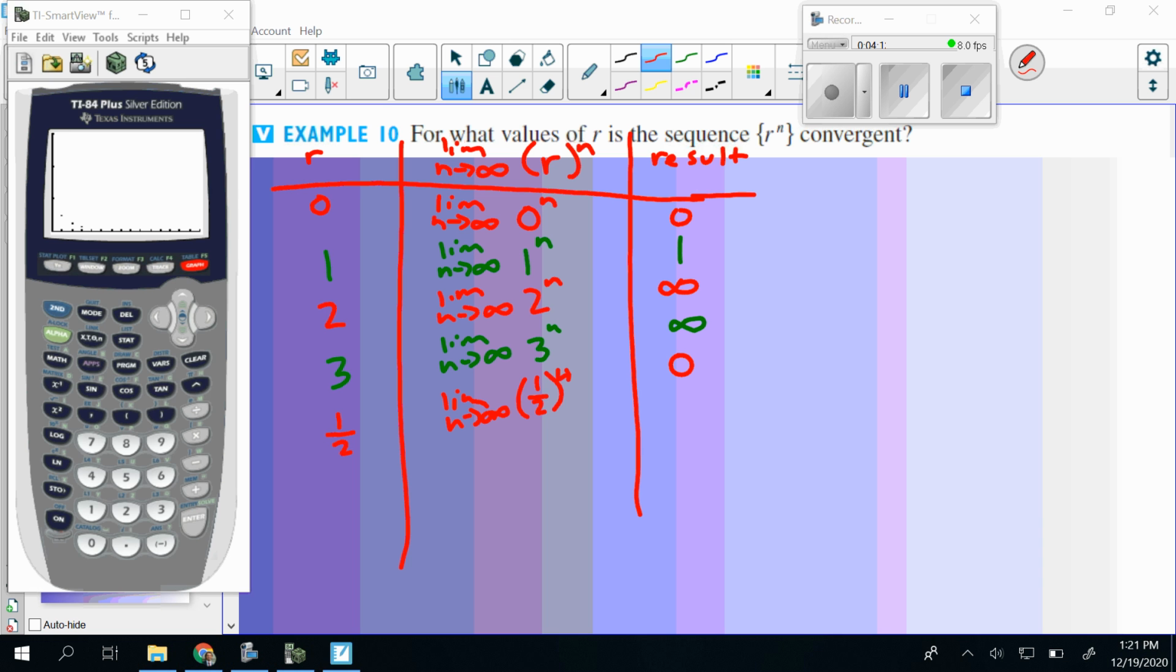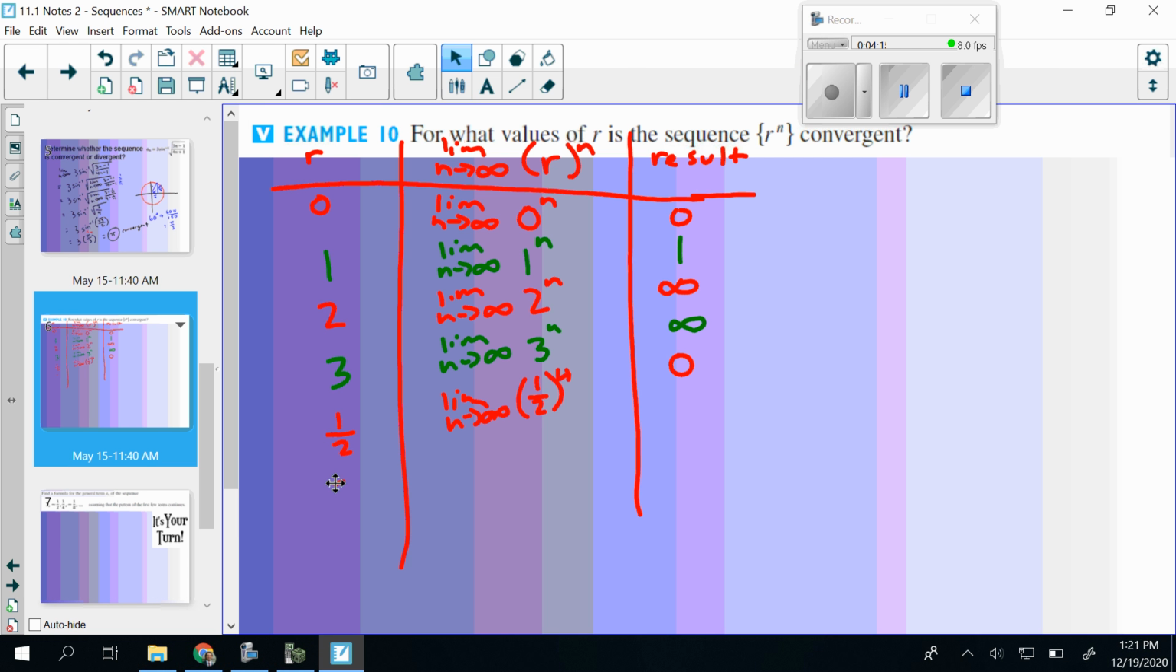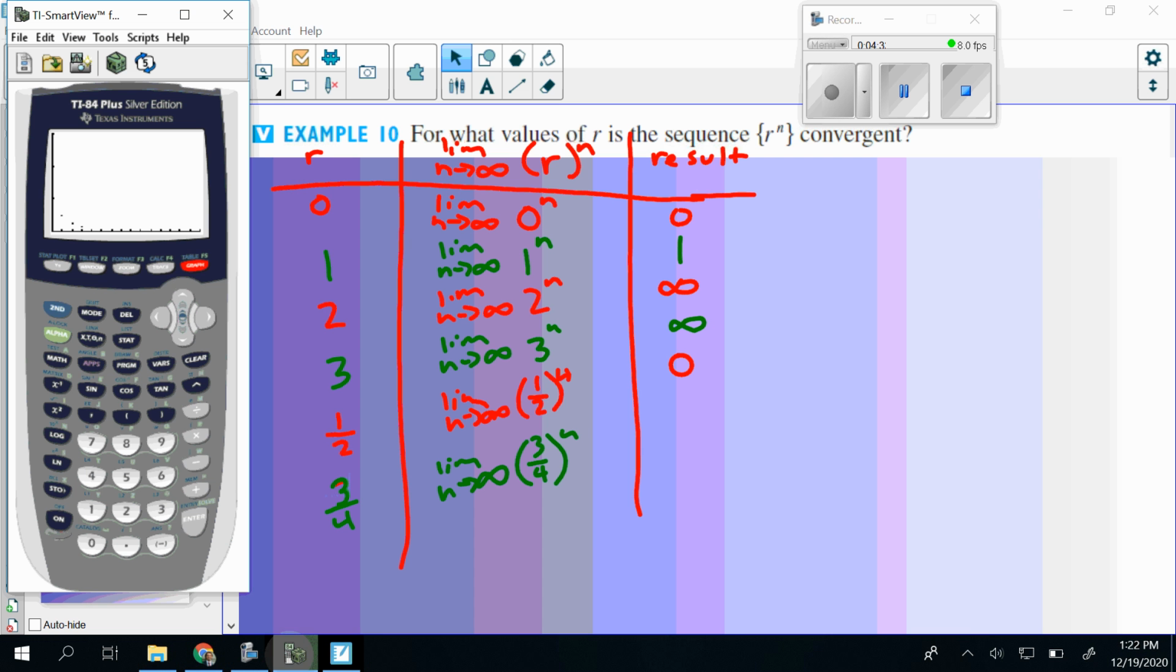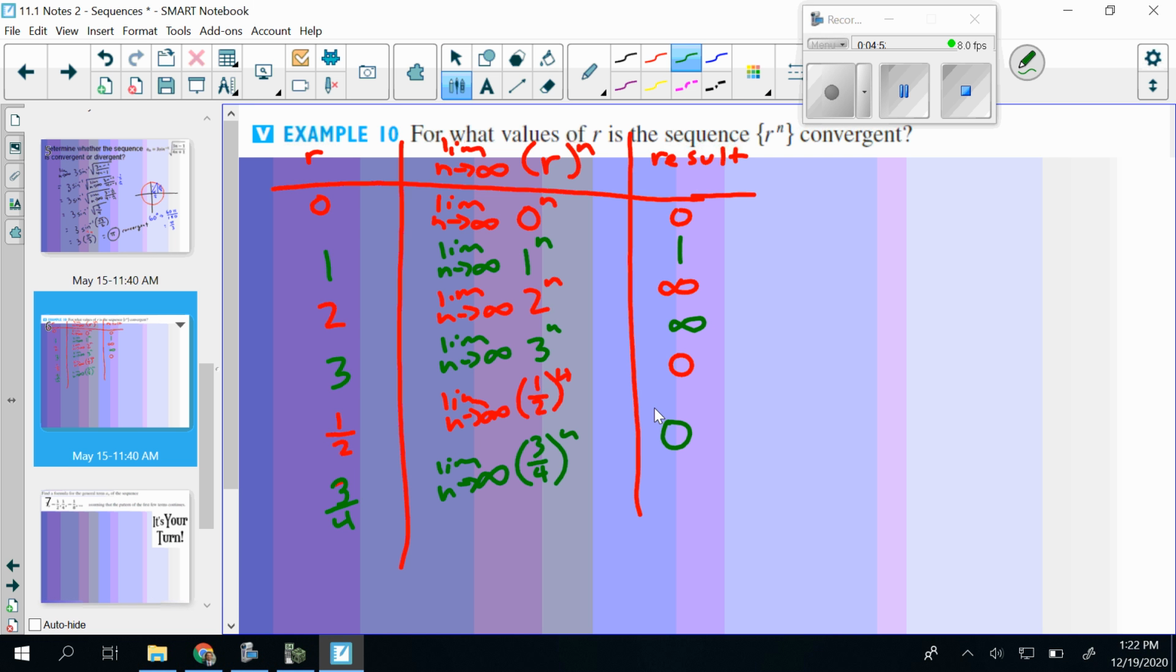Let's just check some other fractions out. What if we did 3/4? What's the limit as n approaches infinity of 3/4 to the n? Again, the key with this one is that that fraction is smaller than 1. So this would be 0.75. Let's graph that one. And again, you can see it is decreasing towards 0. So this result also results in 0.